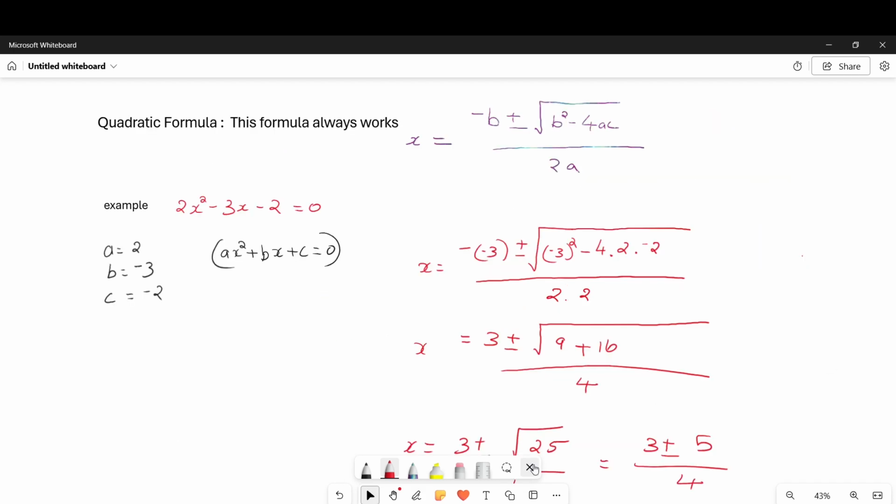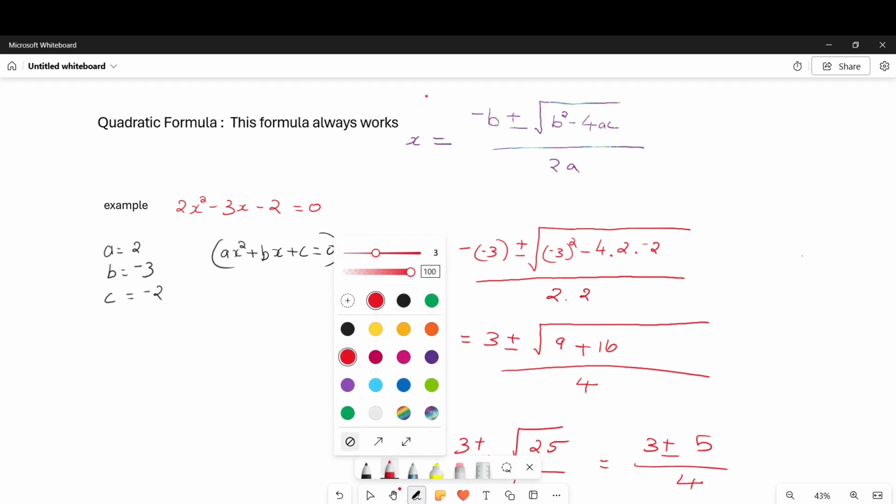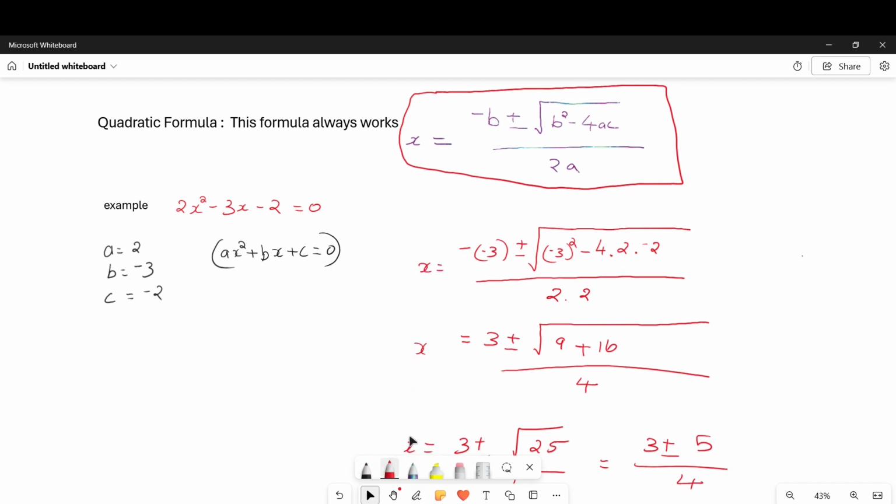Okay, let's now move to the third stage. It's using the quadratic formula. Always keep in mind, this quadratic formula always works in every quadratic equation. So you must memorize this formula. Even in school you will learn this. It's a very, very important formula in mathematics, so you need to learn it by heart and memorize it.